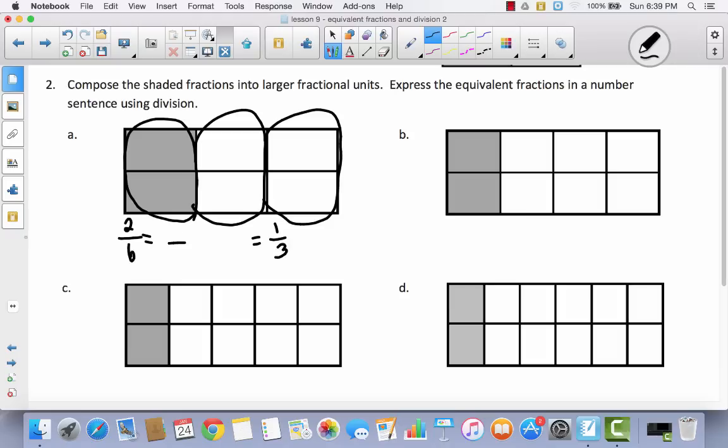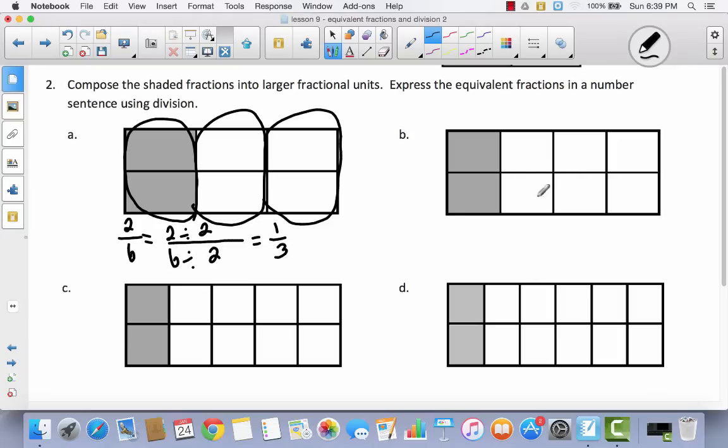So I have to express this as a division sentence. So I've got 2/6, and I have to divide the numerator and the denominator by the same number. So to get from 2 to 1, I have to divide by 2. To get from 6 to 3, I have to divide by 2. 2 divided by 2 equals 1. 6 divided by 2 equals 3.